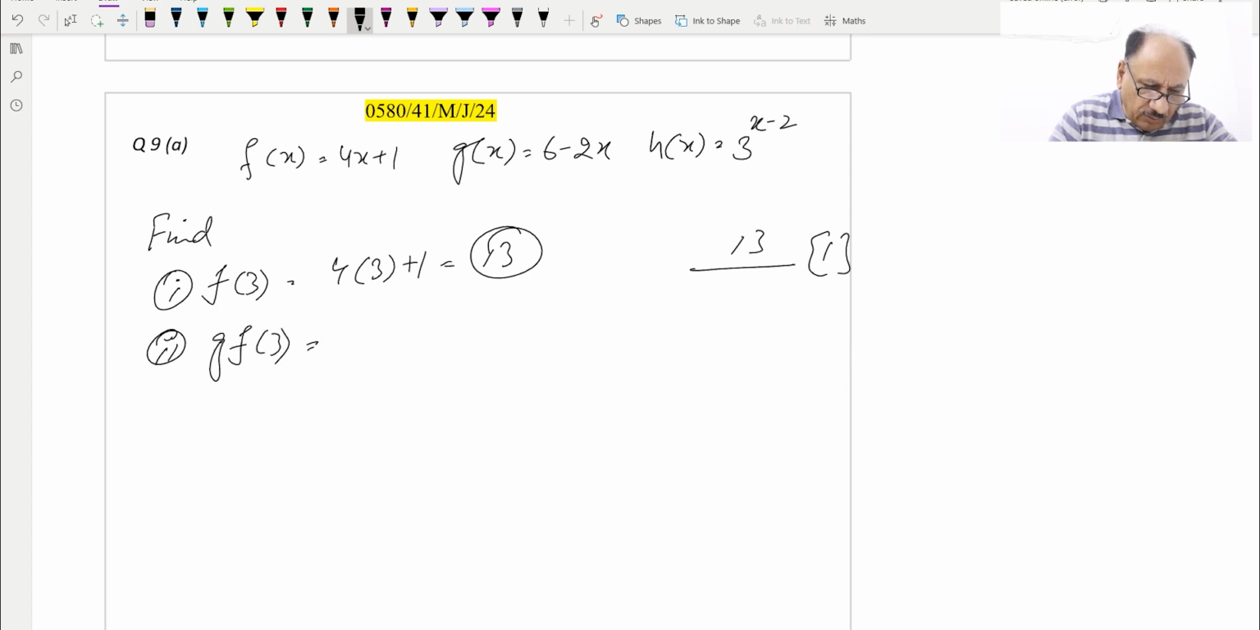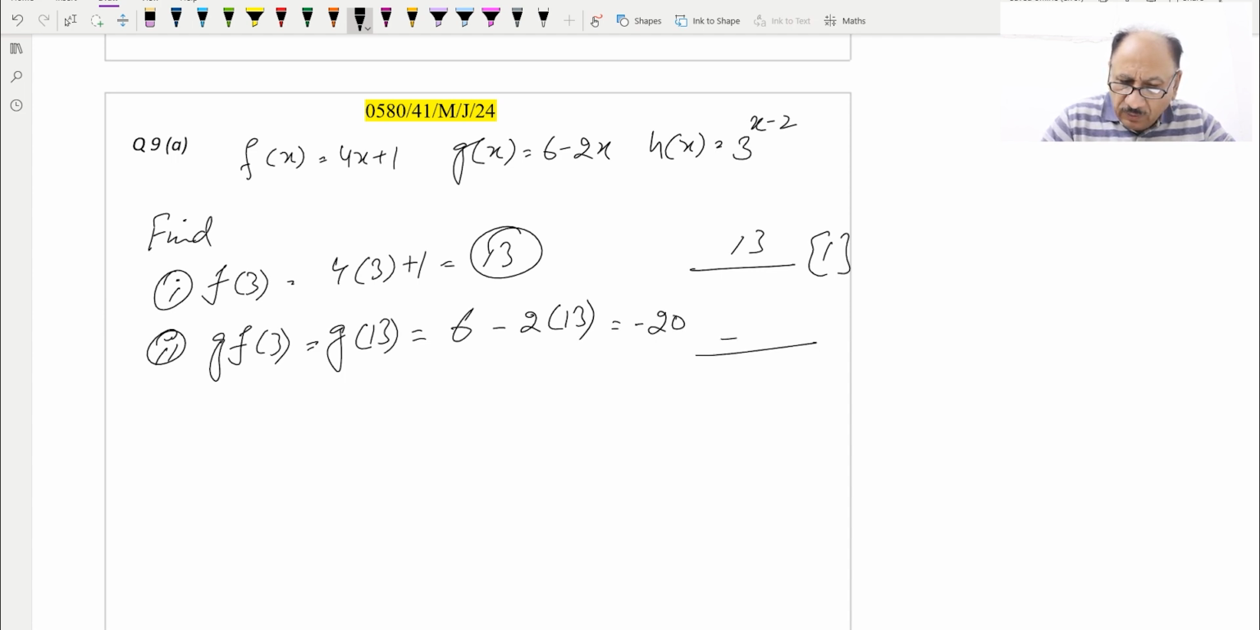Now f of 3 we already have, which is 13. So g of 13 will be equal to, in g of x we will be replacing, 6 minus 2 into 13. So 6 minus 26, which is equal to minus 20, and minus 20 will be the proper answer here, and this is also a 1 mark part.